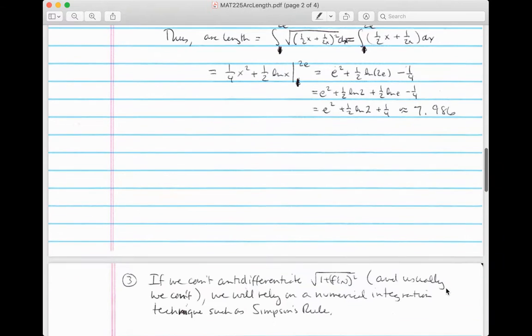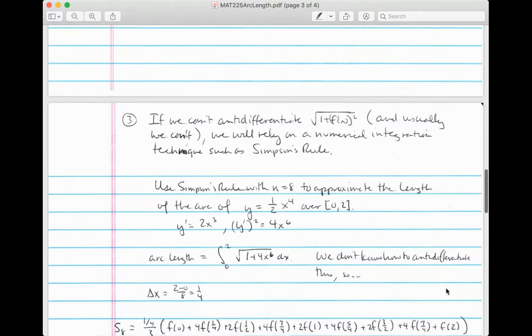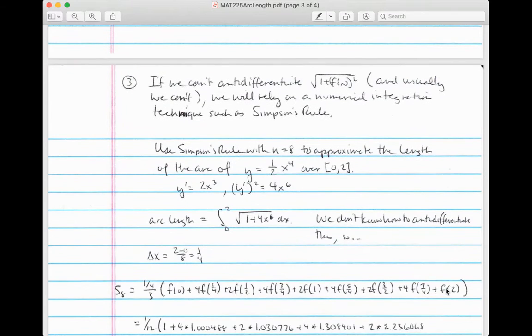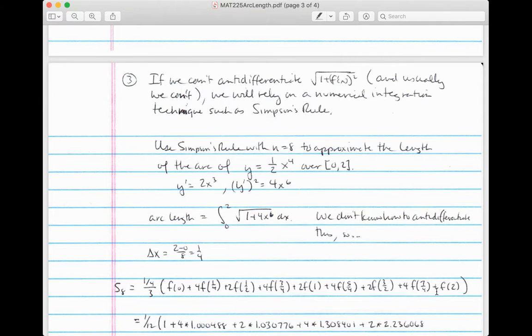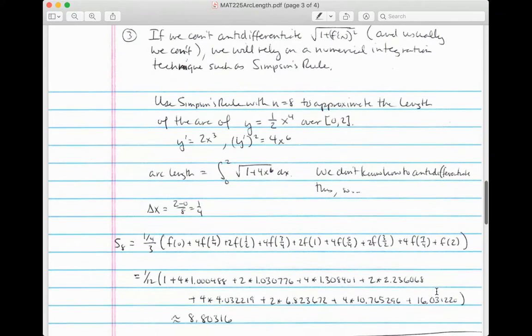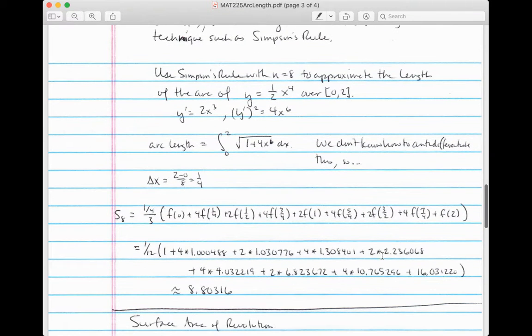But for most functions, we can't actually evaluate the integral of the square root of 1 plus f prime squared. And so we're often going to use something like Simpson's rule to answer a question like this. So even something that looks relatively simple, like y equals 1/2 x to the 4th, we're not going to be able to anti-differentiate the square root of 1 plus f prime squared.